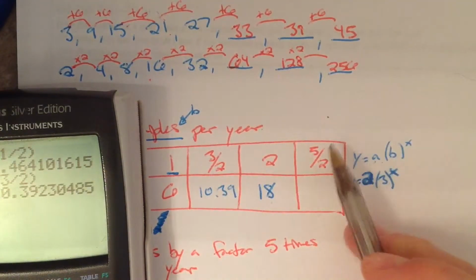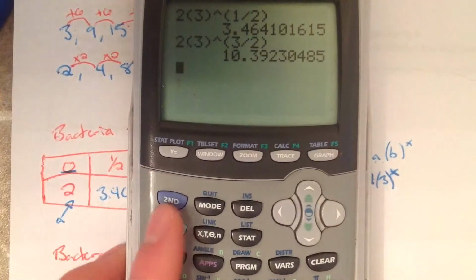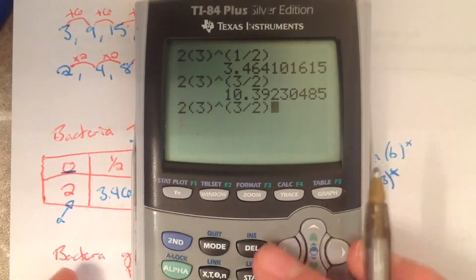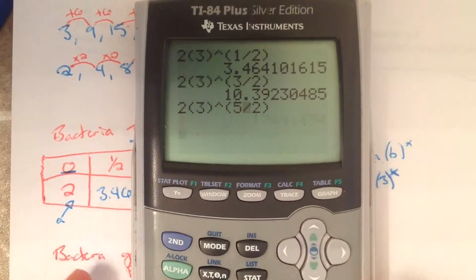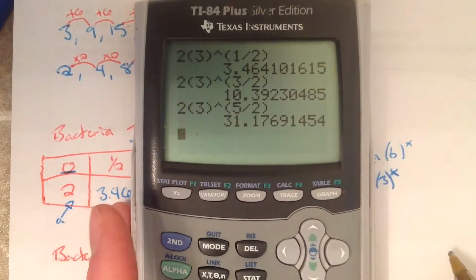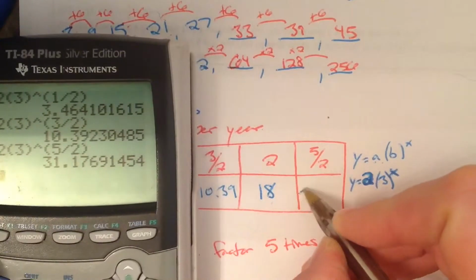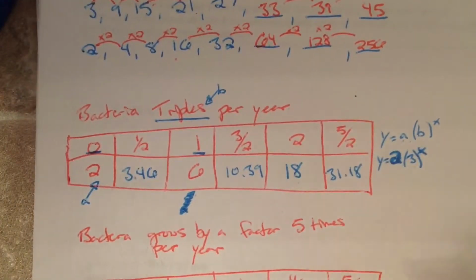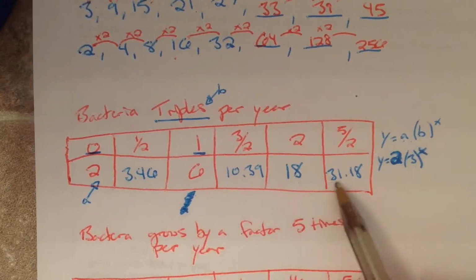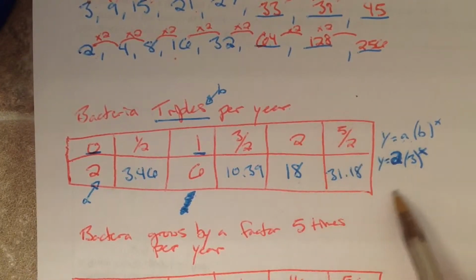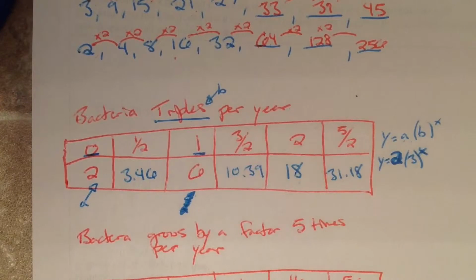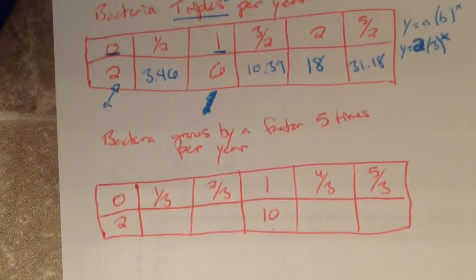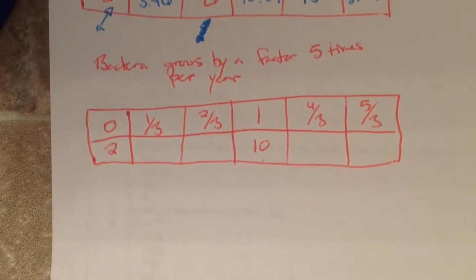10.39. If we want to put on 5/2, same trick, second, enter, up again, put in a 5, and we get 31.18 if we round up. 31.18. So you can see that at a certain point, this thing starts growing really, really fast. And the bigger the numbers get, the more that increases. The rate at which it will increase gets faster and faster. The numbers get big fast. That's one thing about geometric.